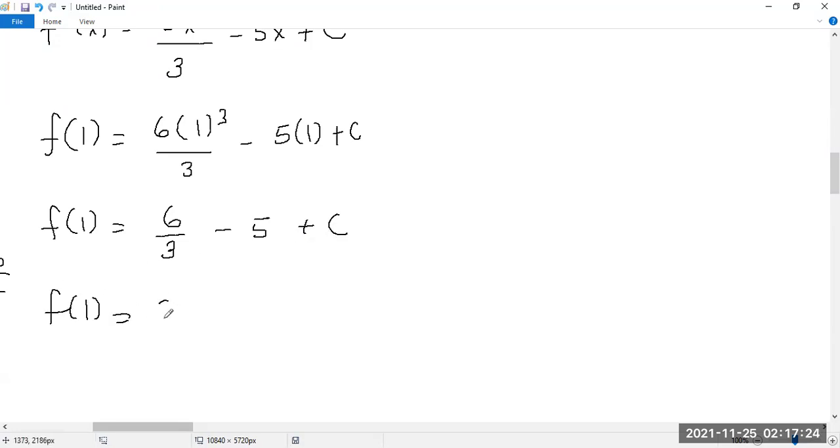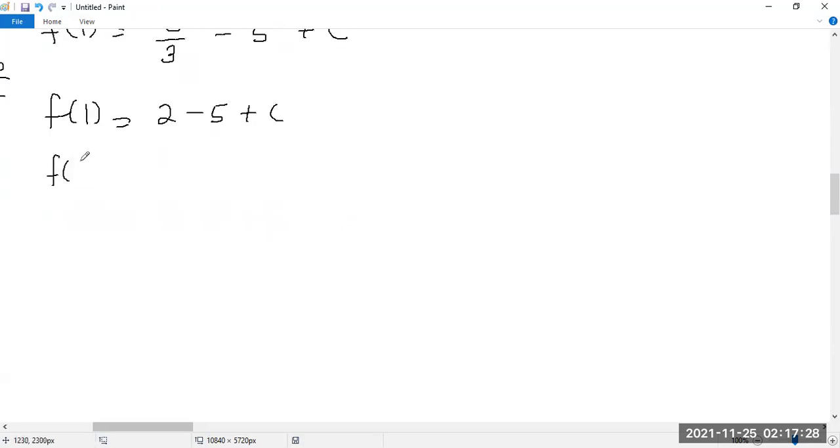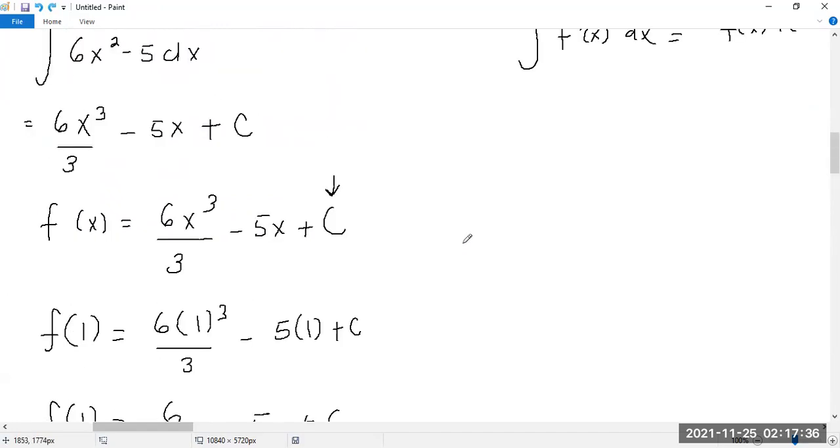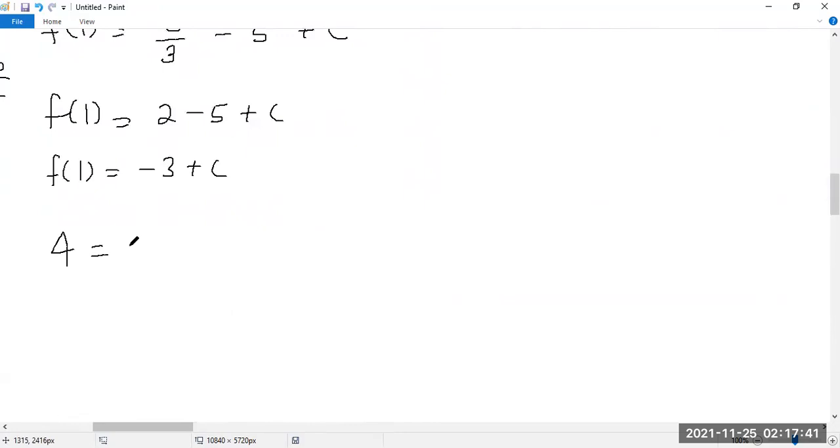f of 1 is equal to 2 minus 5 plus c. f of 1 is equal to negative 3 plus c. We want to solve for c, but there's a missing component. The missing component is f of 1, which we actually have here as being 4. So we'll say 4 equals negative 3 plus c. Now we can actually solve for c.